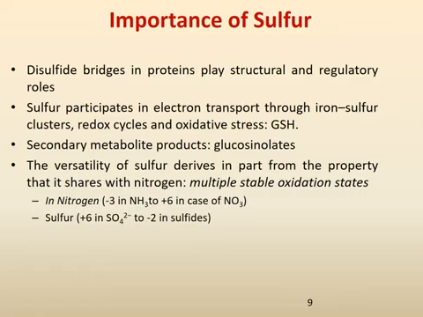The versatility of sulfur derives in part from the property that it shares with nitrogen, that is, multiple stable oxidation states. In the case of nitrogen, oxidation states range from -3 in ammonia to +5 in nitrate. Similarly, sulfur also has a wide range of oxidation states ranging from +6 in sulfate to -2 in sulfides.